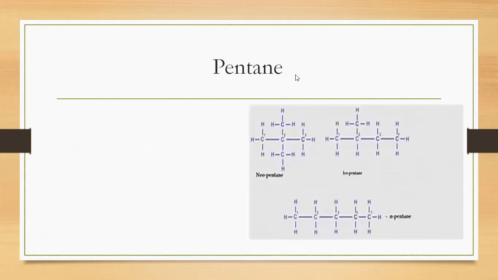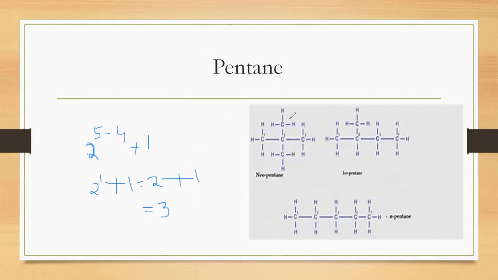Now pentane, can you try yourself? I have given you 3. Okay, we'll see now. 2 to the power 5 minus 4 plus 1. 2 to the 5 minus 4 is 2 to the power 1, plus 1. It is 2 plus 1 is equal to 3 isomers.